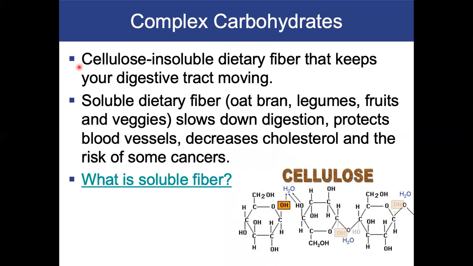Cellulose is insoluble dietary fiber, keeps your digestive tract moving. So we just talked about that. Soluble dietary fiber is important to have. You can find it in oat bran, legumes, fruits and veggies, right? Why are they important? Because they slow down digestion. When these food sources hit the small intestine with water, they turn into sort of a gel, and they decrease the absorption of cholesterol and fats into the bloodstream. And some of them actually break off and go into the blood vessels and help protect those blood vessels, okay?